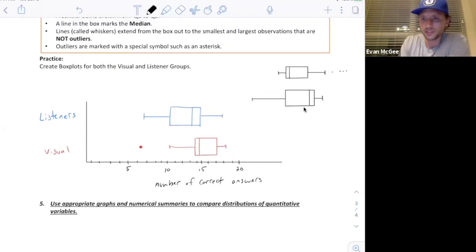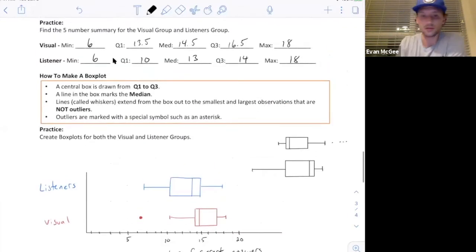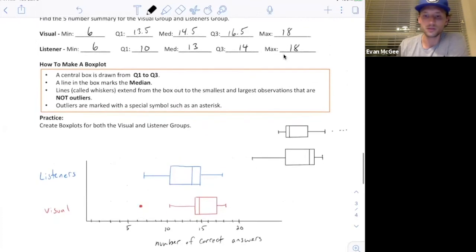can disregard these 2 right here. I'm going to talk about those in a second, but the box plot is just a visual of the 5-number summary. So if you look at the listeners group, look at the data up here, the listeners, 6, 10, 13, 14, 18. You can see the minimum is 6, Q1 is the lower of the box, 10. Median is the line down the middle at 13. 14 is Q3. And then 18 is the maximum.